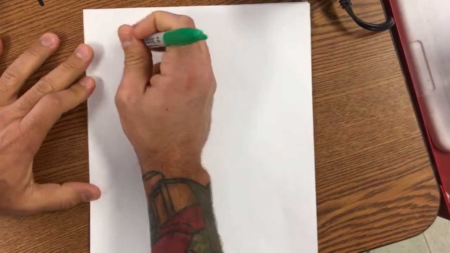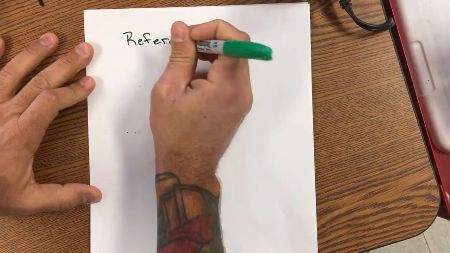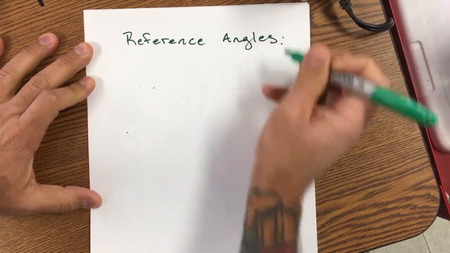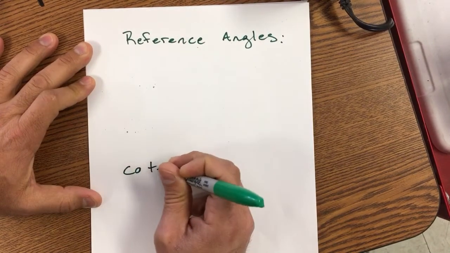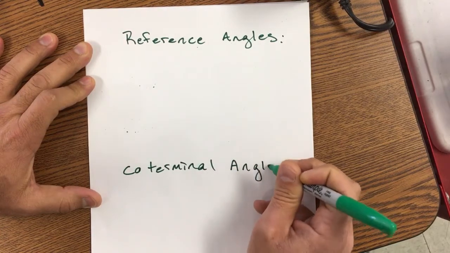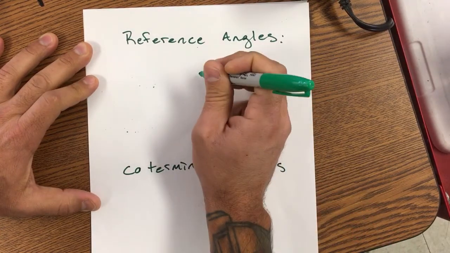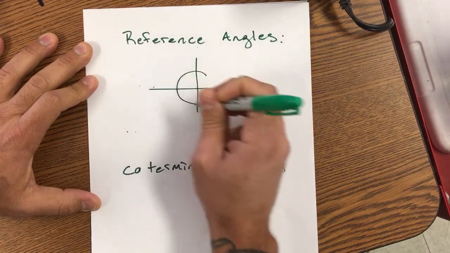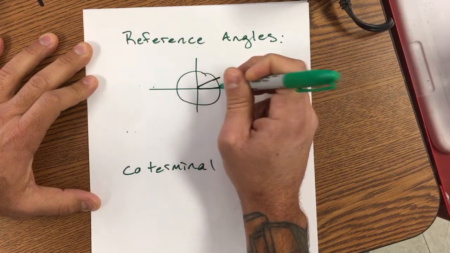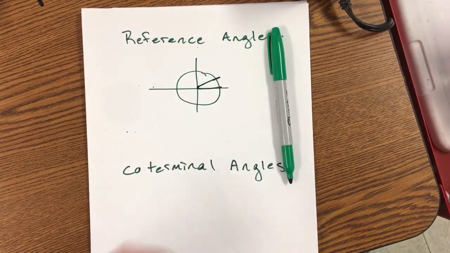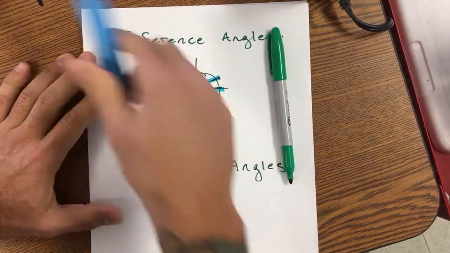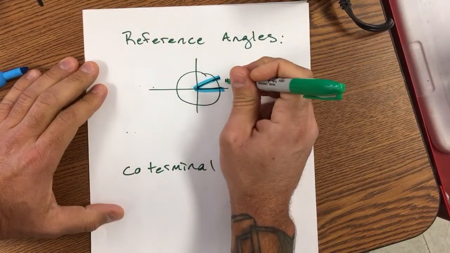Alright guys, I'm going to talk about reference angles and coterminal angles. If I'm on a unit circle and I have an angle of this one right here, which is going to be pi over 6.